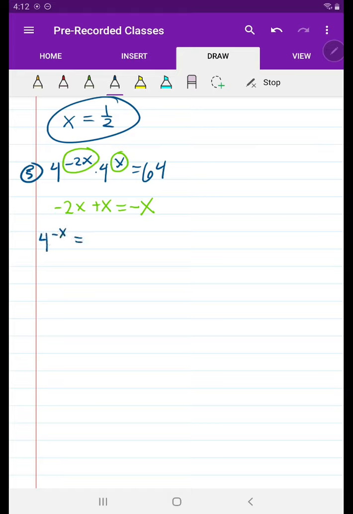And then 64, hopefully you remember that 64 is the same thing as 4 cubed. So then we can rewrite the right side of the equation as 4 cubed. And then if we drop our bases, we get the equation negative x is 3. But we would really like a positive x, so then we can say that x is negative 3. And that's our answer for number 5.